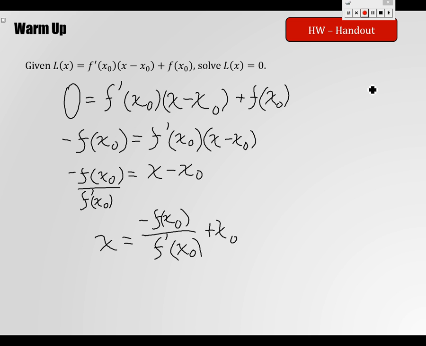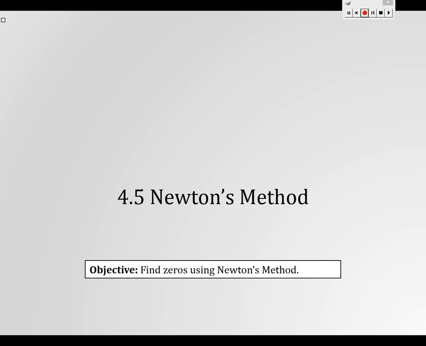And so what am I asking you to do when I ask you to solve L of x equals 0? Yeah, where the linearization, the tangent line, hits the x-axis, yes, right? All right, so interesting. We'll talk about why that might be useful in just a second. So, anything else? Any comments from the class before we discuss Newton's method?